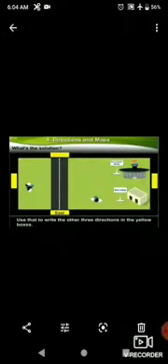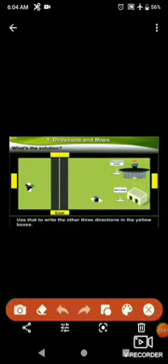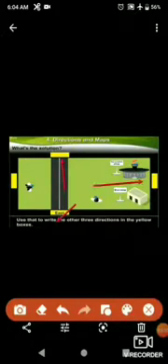Use that to write the other three directions in the yellow boxes. In this picture, east is marked. Now, where will the west come? The opposite of east is west. And to your right is north and to your left is south.